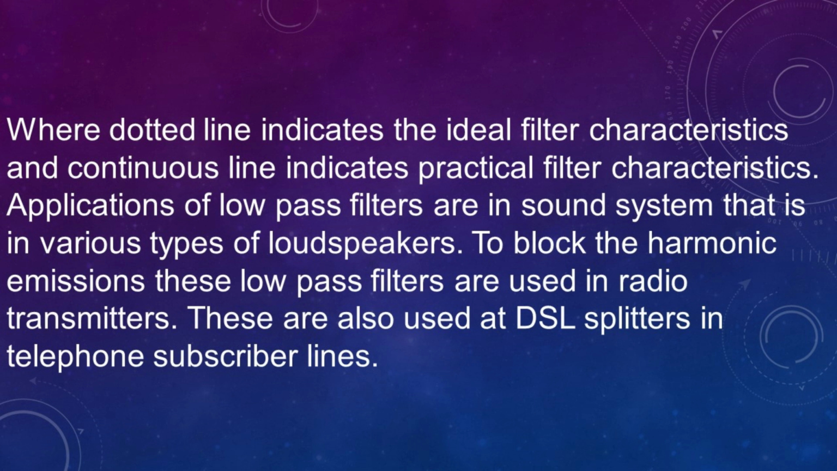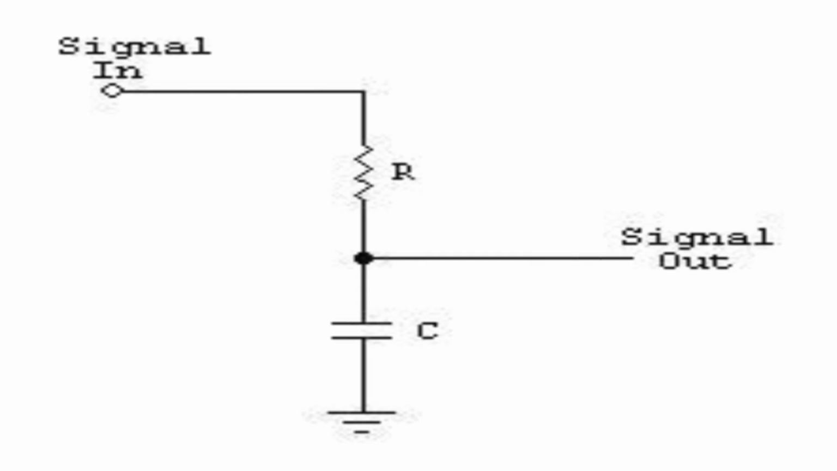Applications of low-pass filters are in sound systems, that is, in various types of loudspeakers. To block the harmonic emissions, these low-pass filters are used in radio transmitters. These are also used in DSL splitters in telephone subscriber lines.